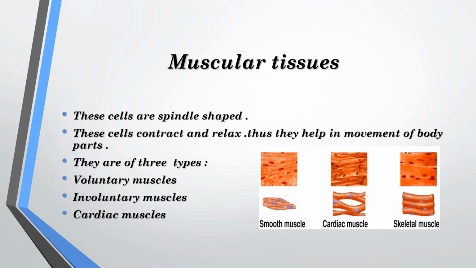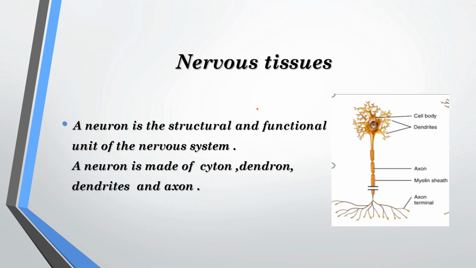Moving on to the next topic. Nervous tissues. Now, a neuron is the structural and functional unit of nervous system. That is, nervous tissues are made up of neurons. A neuron is made up of cyton, dendron, dendrites and axon.